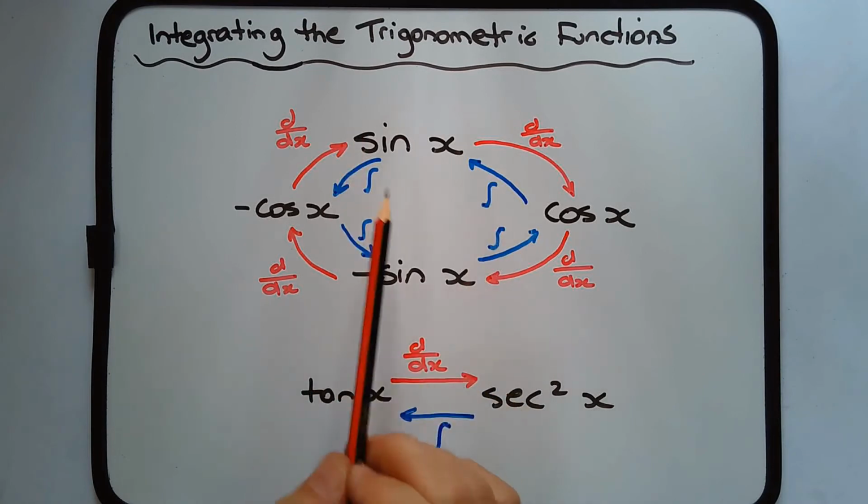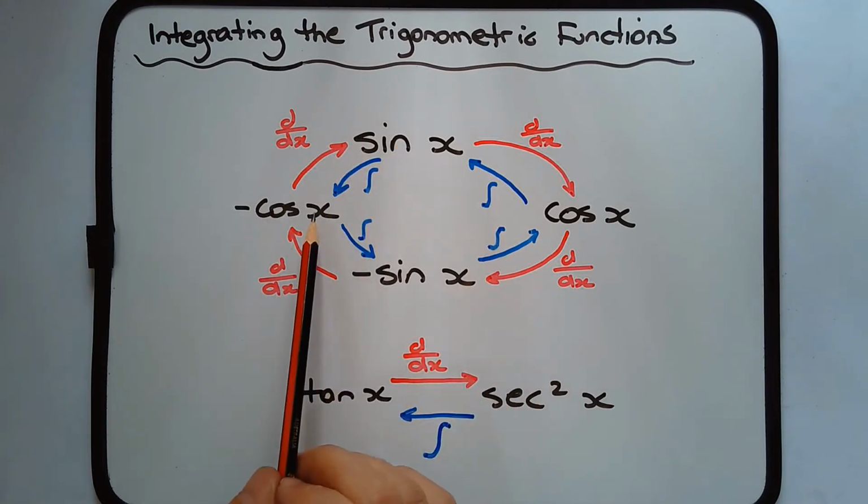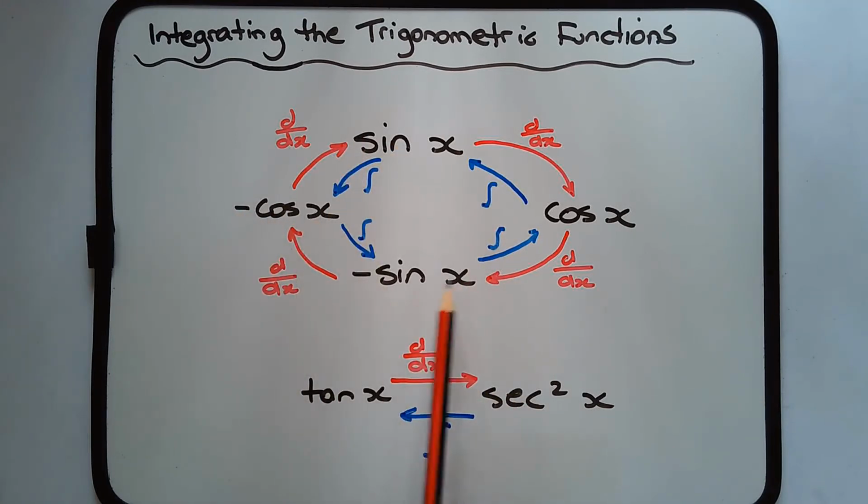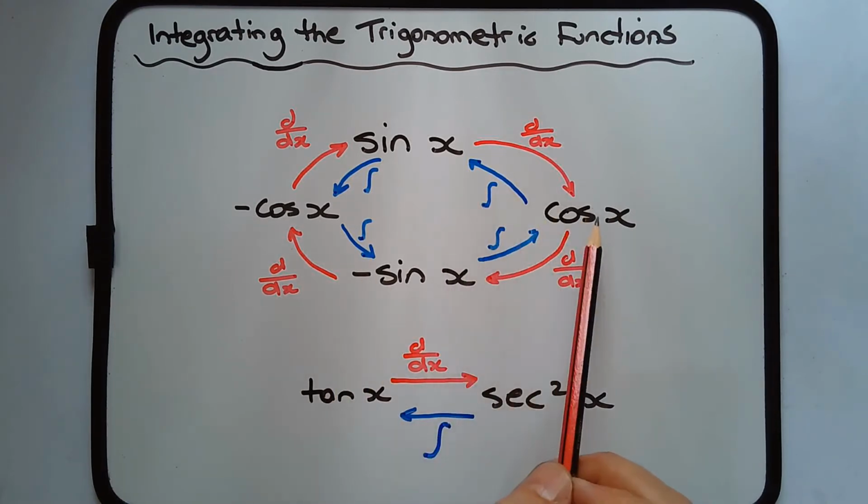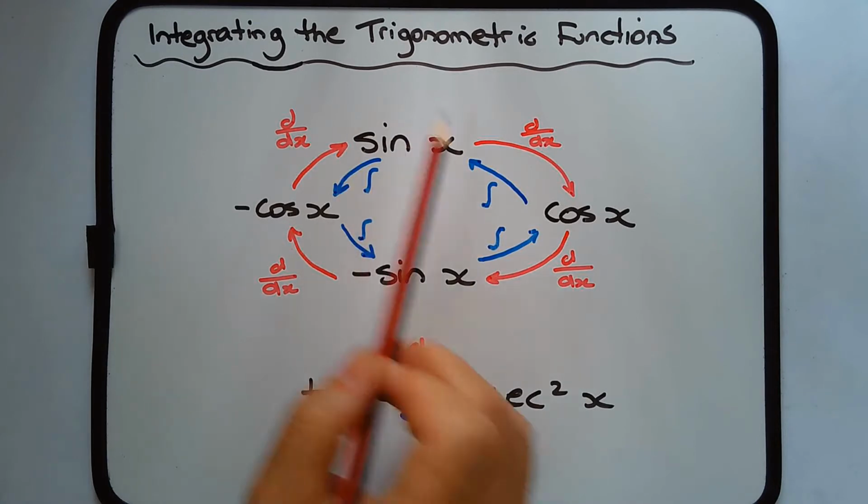Going backwards, the integral of sine x is negative cos x, the integral of negative cos x is negative sine x, the integral of negative sine x is cos x, and the integral of cos x is sine x. So we're back to the beginning again.